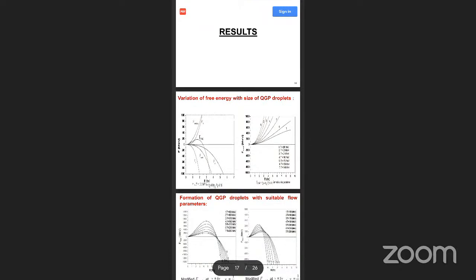Now coming to the result part, you can see here that we have plotted the free energy. We have drawn the free energy versus radius of the QGP droplet by fixing the phenomenological parameters as gamma q equal to 1/6 and gamma g equal to 10 times gamma q. For the pion term and the surface term, we are not able to find a stable QGP droplet formation. In my right-hand picture, you can see that by varying the temperature, the free energy continuously increases with the radius of the QGP droplet using these phenomenological parameters. So we are not able to find any QGP droplet formation with these parameters.